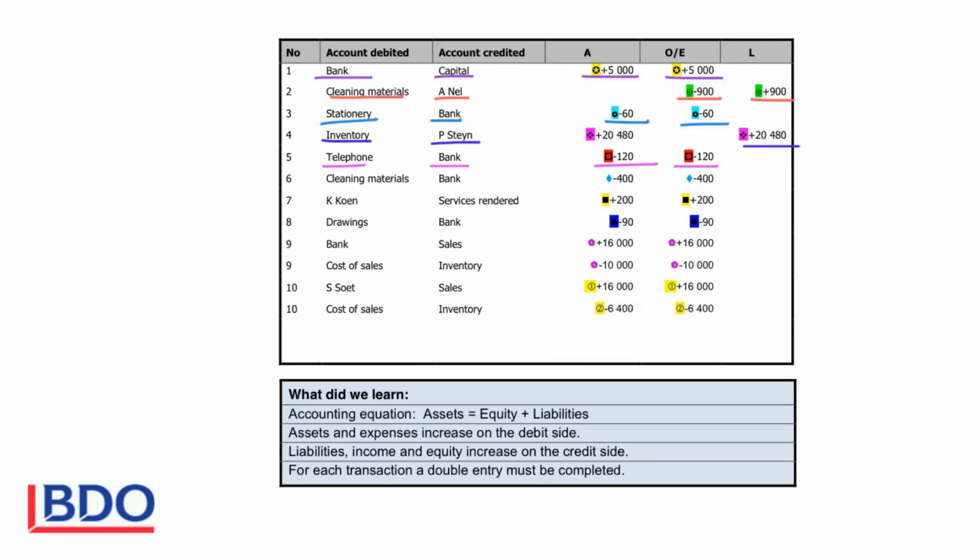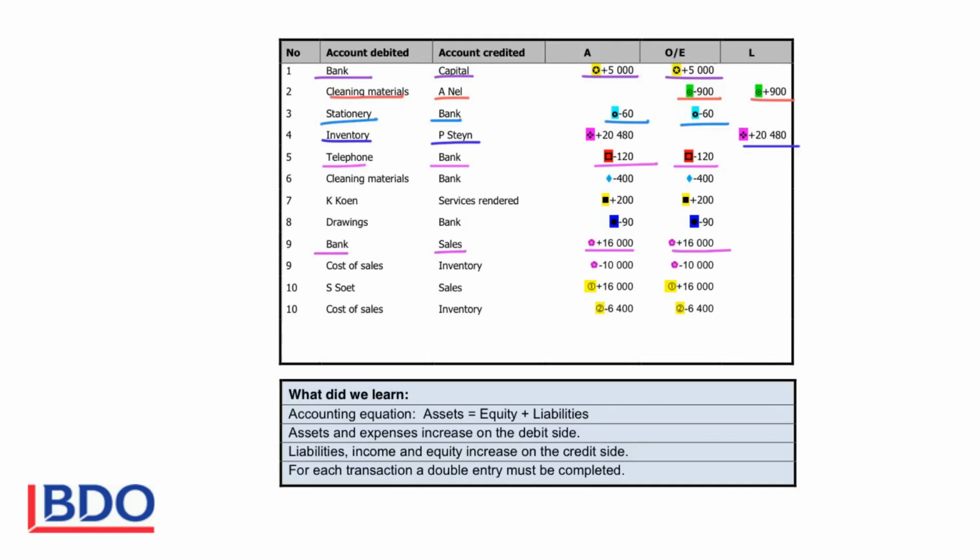We will have to do two double entries. The first one will be for the sales price, where we show that the money in the bank increased, so the assets increase on the debit side. Sales is an income, increases on the credit side, and that will increase my profit.